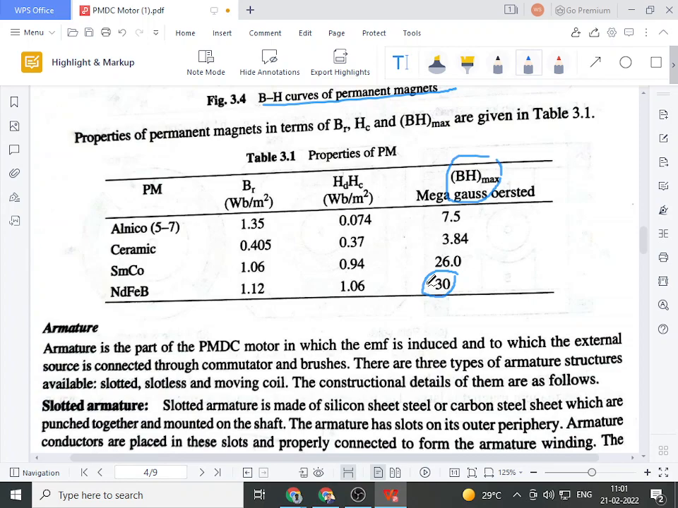But the only important thing is that these NdFeB magnets are generally temperature sensitive. So we cannot use this particular type of permanent magnet for motors which are subjected to temperatures above 100 degrees Celsius, because after that this magnetic material will lose its magnetization characteristics, and that will definitely affect the operation of the motor. So these are temperature sensitive magnets.